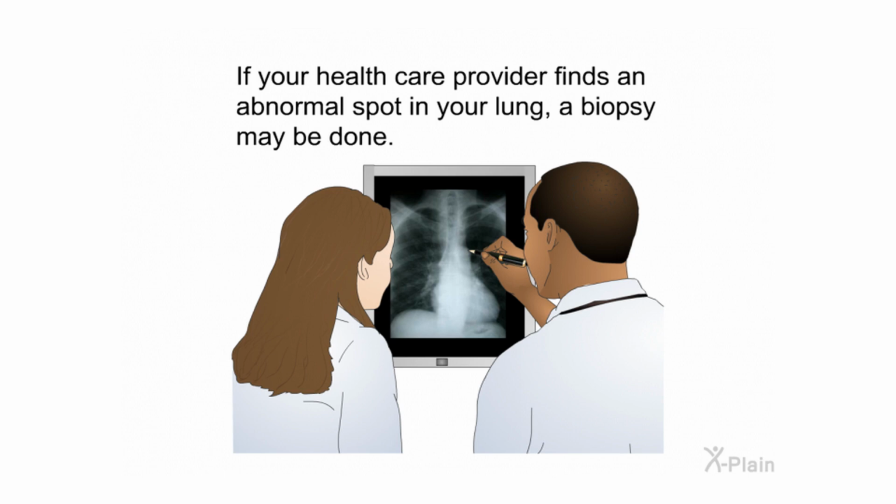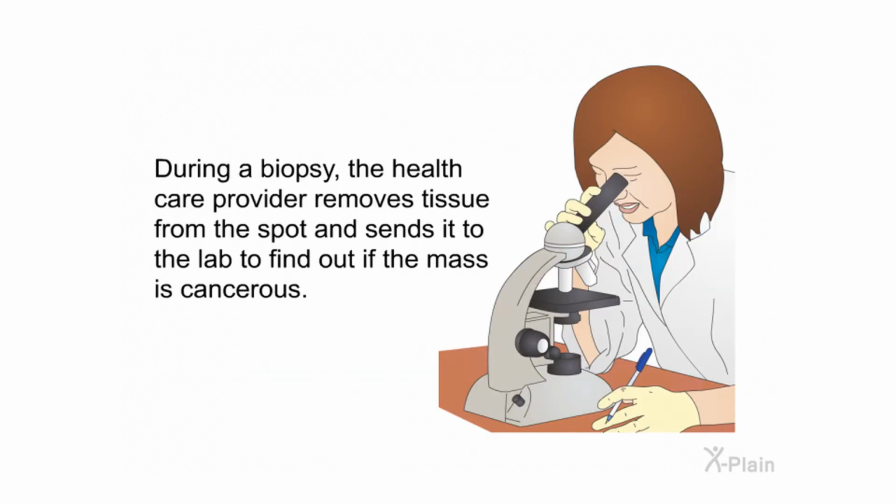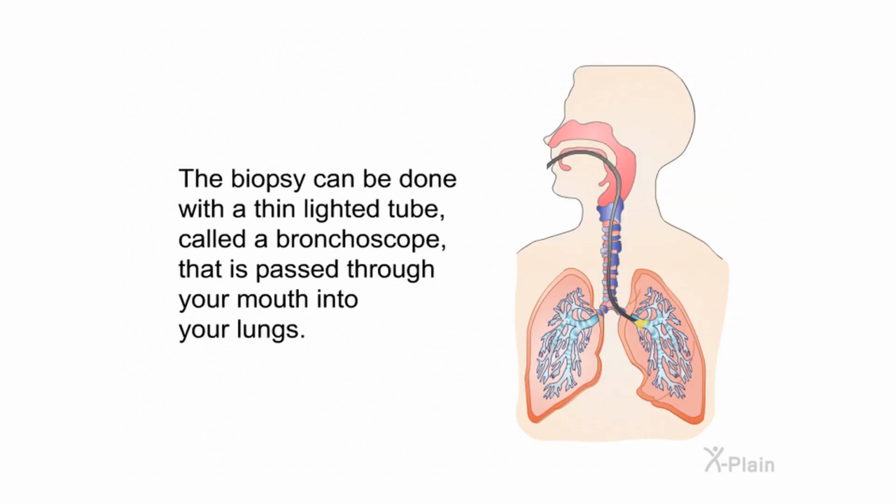If your healthcare provider finds an abnormal spot in your lung, a biopsy may be done. During a biopsy, the healthcare provider removes tissue from the spot and sends it to the lab to find out if the mass is cancerous. The biopsy can be done with a thin, lighted tube called a bronchoscope that is passed through your mouth into your lungs.